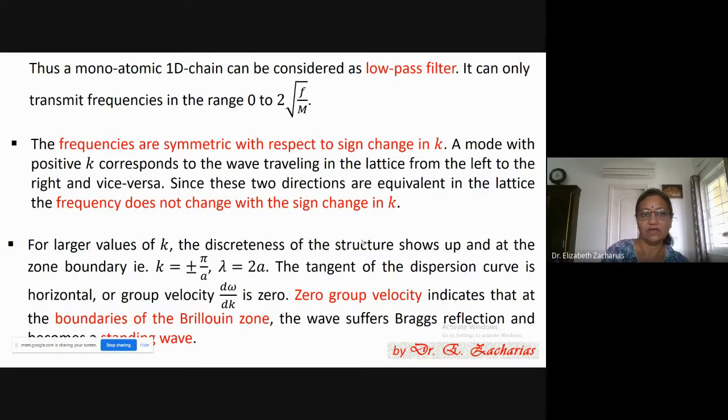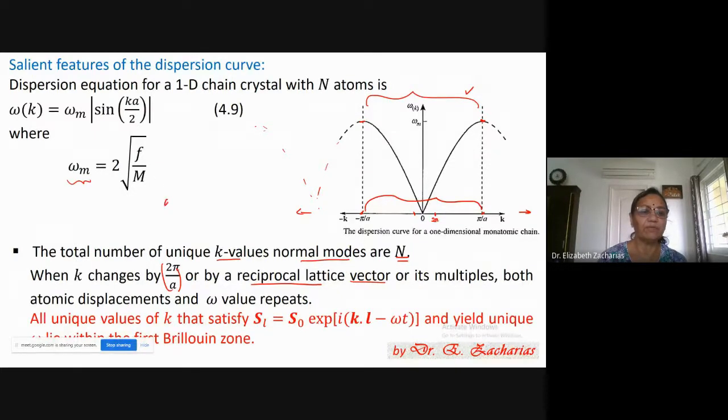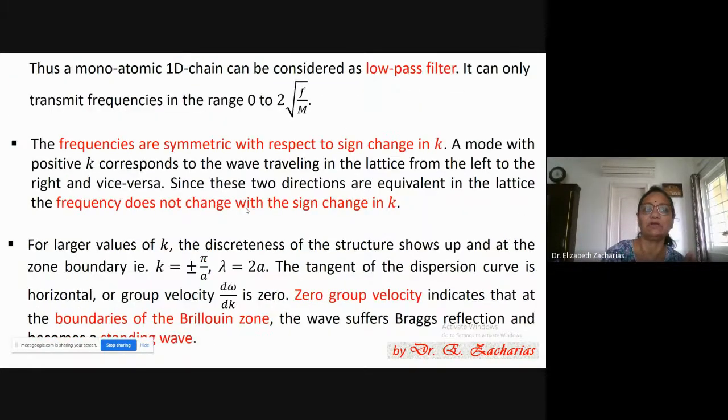And look at this. Omega varies from 0 to omega m, where omega m is 2 under root of f by m. So you can say that for a monoatomic one-dimensional chain, the frequencies that are permissible, the frequencies that can be transmitted, lie in the range omega equal to 0 to omega m, or 0 to 2 under root of f by m. Therefore, a monoatomic one-dimensional chain can be treated as a low-pass filter.